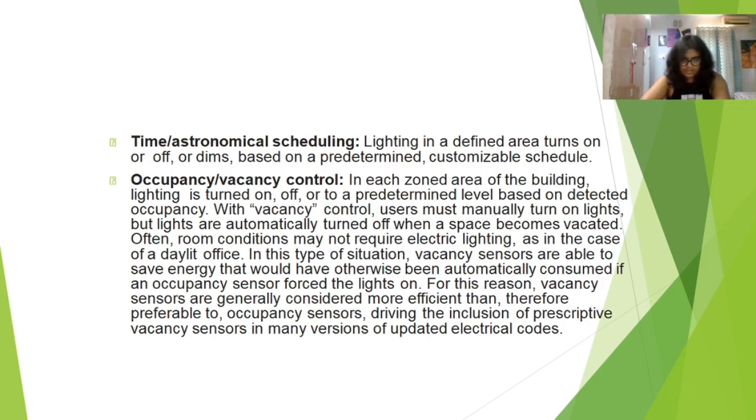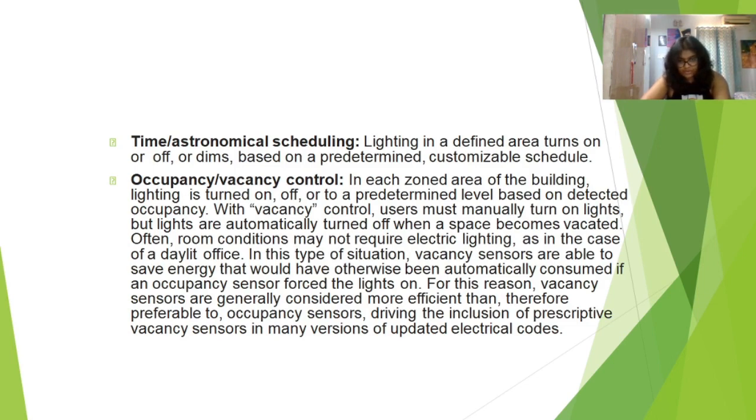Occupancy or vacancy control. In each zoned area of the building, lighting is turned on, off, or to a predetermined level based on the detected occupancy. With vacancy control, users must manually turn on lights, but lights are automatically turned off when a space becomes vacated.